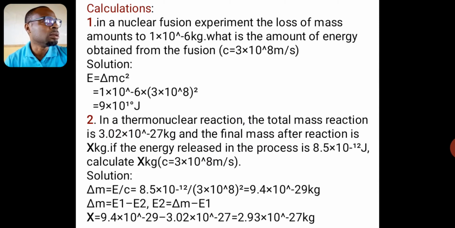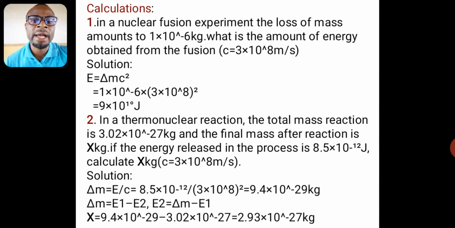Now, we are going to take some calculations on nuclear reaction. Very, very important from the things we have done so far. Let's take some calculations. The first calculation we have there is, in a nuclear fusion experiment, the loss of mass amounts to 1 times 10 raised to power minus 6 kg. What is the amount of energy obtained from the fusion? And in bracket we have our speed of light to be 3 times 10 raised to power 8 meters per second.